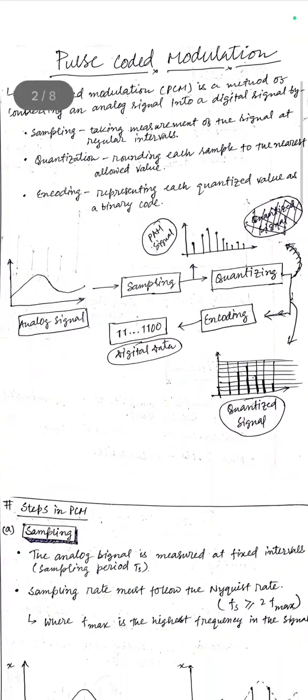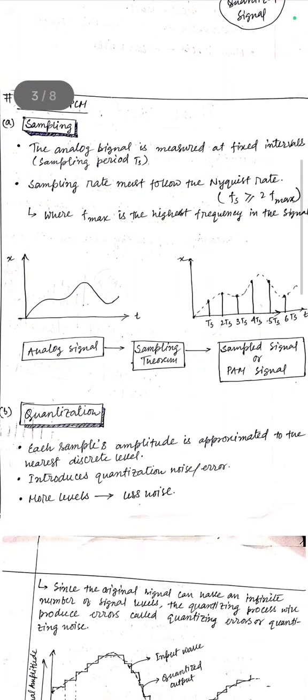Now when we elaborate the steps in PCM, at first we have to elaborate the sampling. The analog signal is measured at fixed intervals in sampling, and these fixed intervals are called sampling period, which is also denoted as Ts. Sampling rate must follow the Nyquist rate. It means sampling rate fs is greater than or equal to 2 times fmax, where fmax is the highest frequency in the signal.